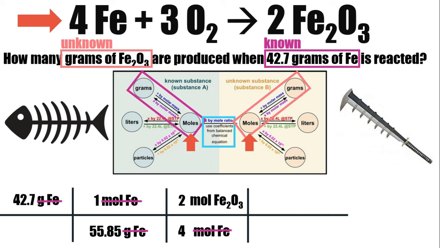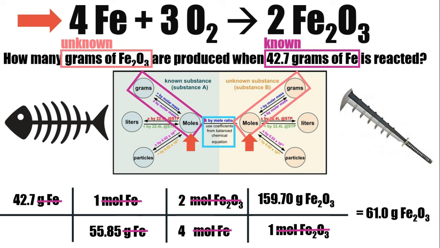Then to get the grams or the mass, we have to use the molar mass. But this time, the grams is in the top, the moles is in the bottom, okay? Then you have to cancel the units. We will now have this as final answer, 61.0 grams Fe2O3. It follows the significant figure.